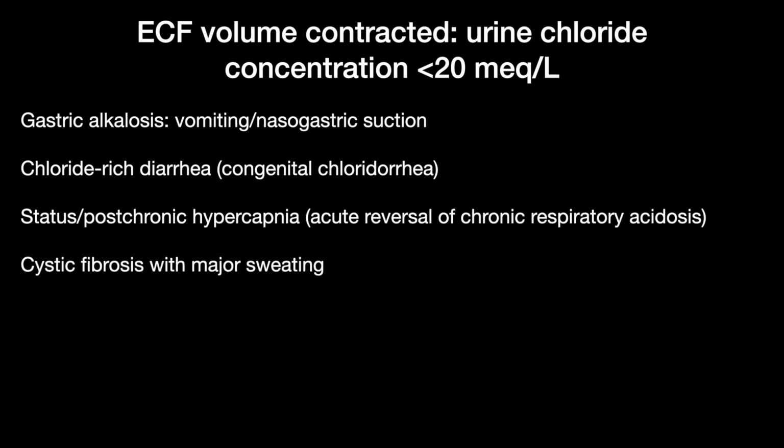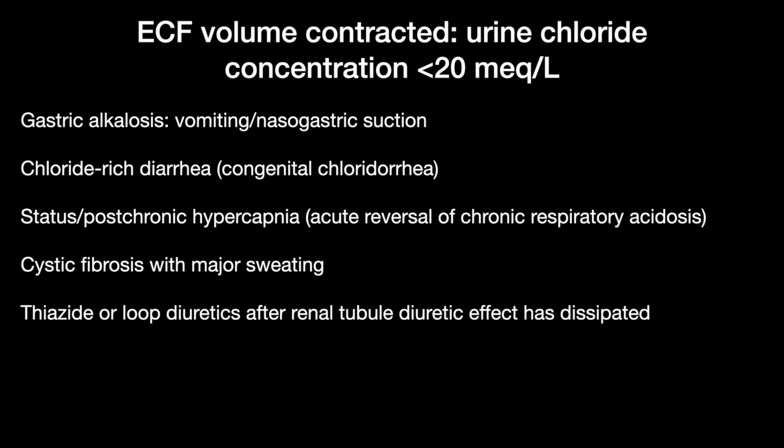Cystic fibrosis with major sweating, because with sweating there will be loss of chloride, and thiazide or loop diuretics, where we are using the diuretics to reduce the volume, and villous adenomas. So these villous adenomas also result in chloride secreting tumors. Now, as you can see here, in these cases the chloride concentration is low, and the volume is also contracted. So in the loop diuretics, you will usually find a high chloride, but this is after the diuretic effect has dissipated.